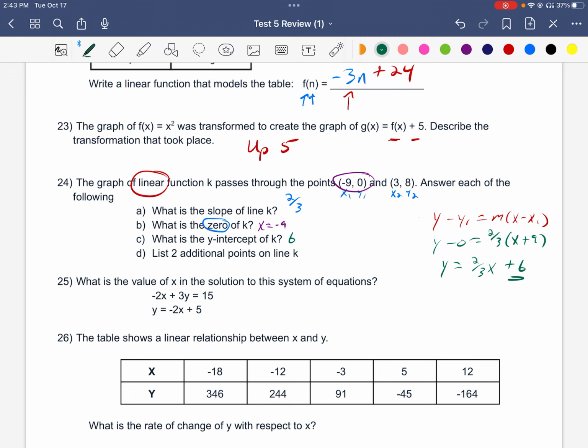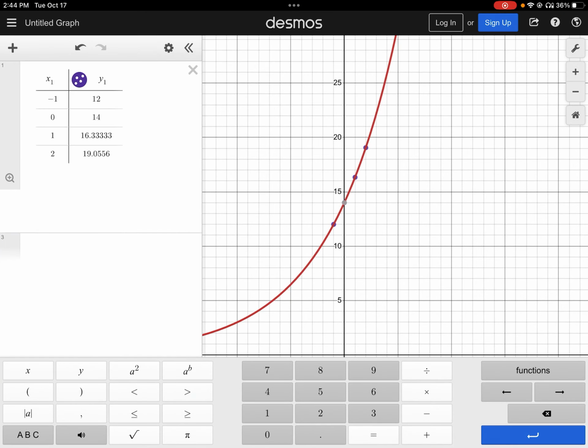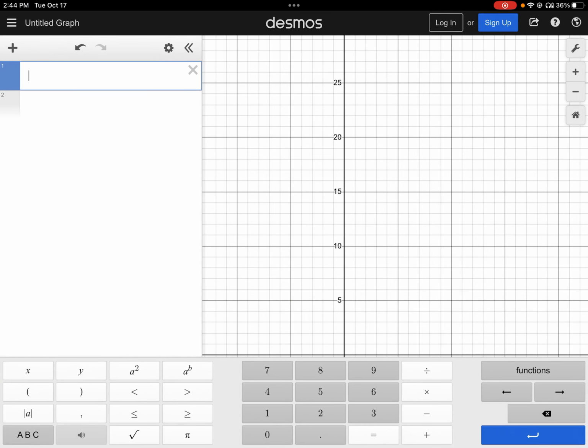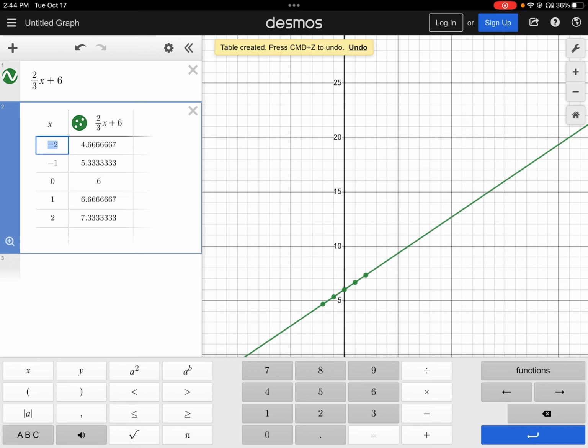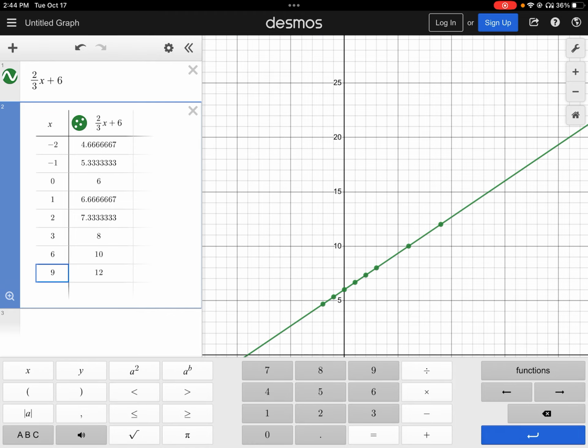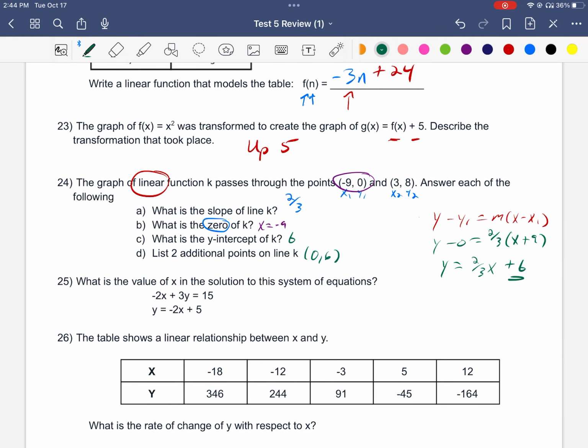List 2 additional points. Well, I know that the y-intercept is 6, so I know (0, 6) is an additional point. Really, you could type this in Desmos and get lots of points: 2 over 3 x plus 6. You can hit this table here. You can see lots of points here. You could write down, I mean, there are lots and lots of different answers. But whatever you want to write down there, understand that those points make that line true.